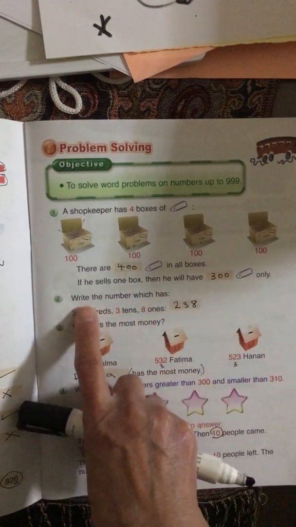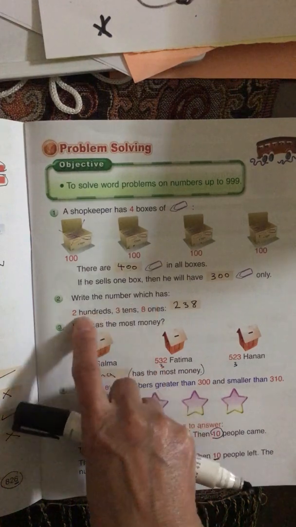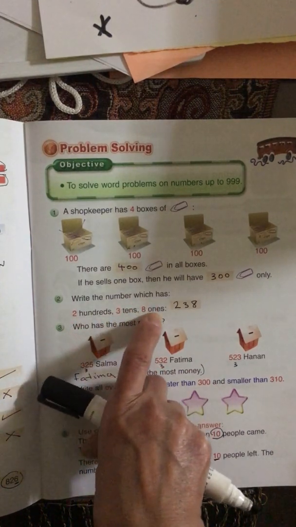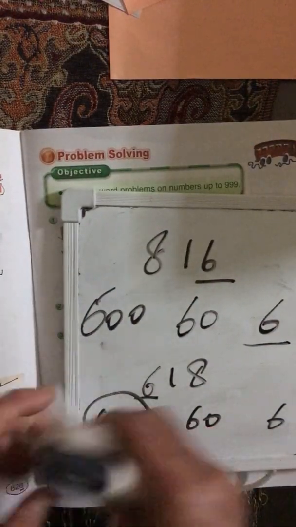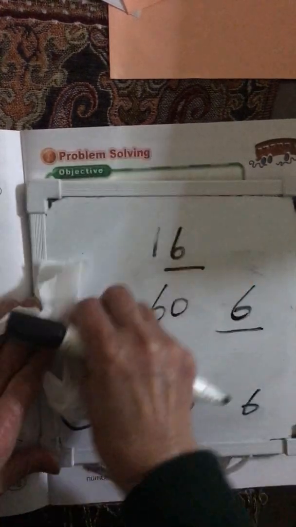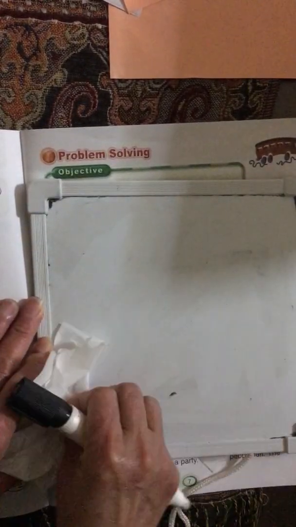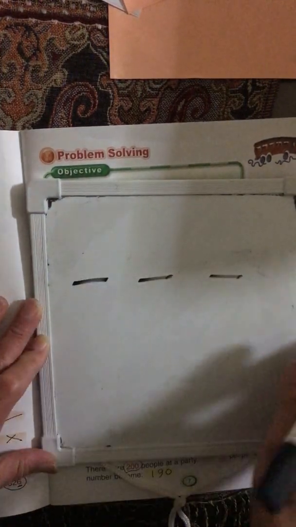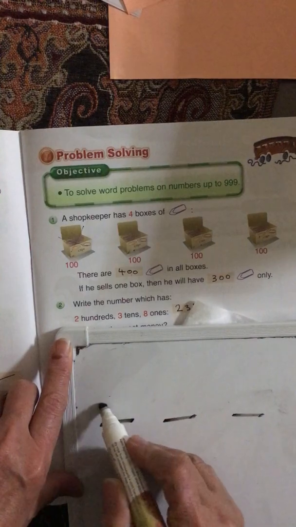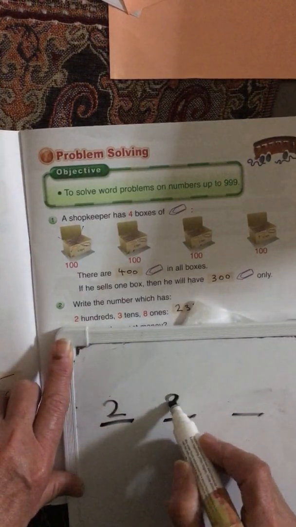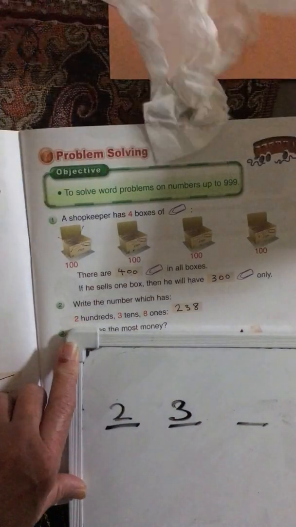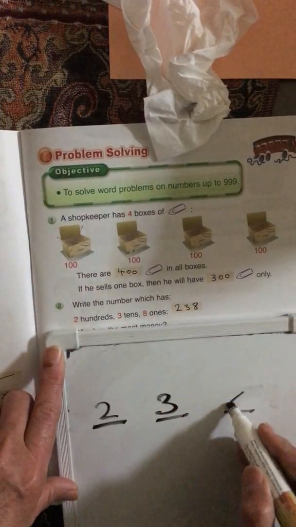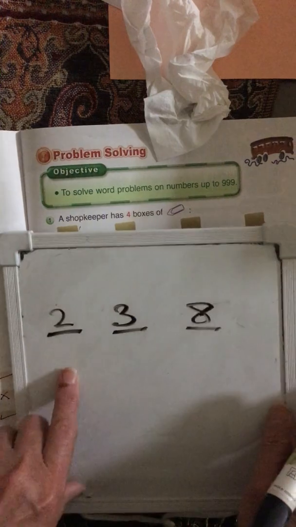Okay. Now write the number which has 200, 3 tens, 8 ones. I have a number with 3 digits: ones, tens, hundreds. They said 200, then they said 3 tens, then what? Then 8 ones. Okay, read the number. It's 238. This is the standard form for the number.